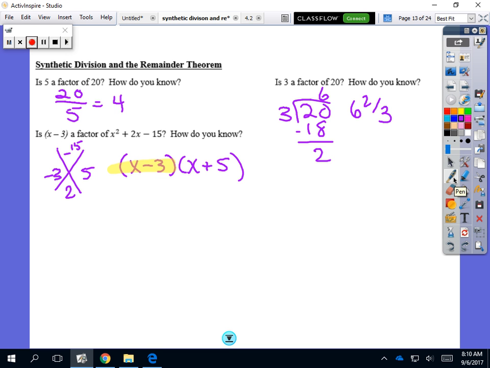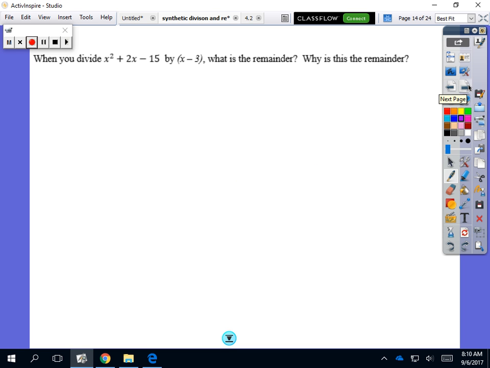Is there another way I could figure that out? Well, that's what we use the remainder theorem for. If I divide, so we're going to the top right now, when you divide x squared plus 2x minus 15 by x minus 3, what is the remainder? That should say x minus 3 there.